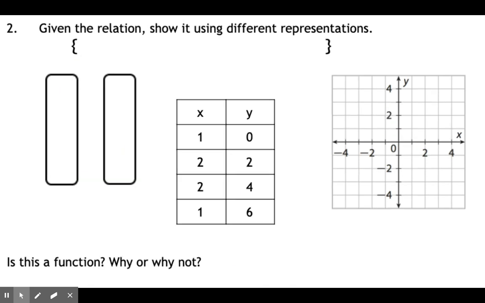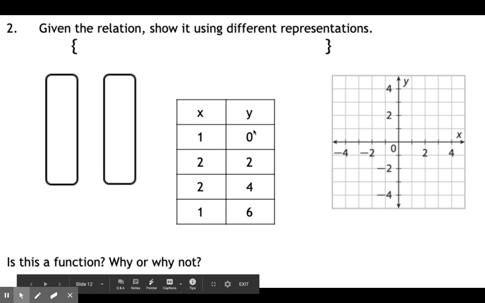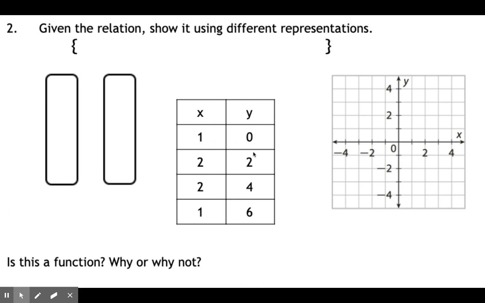For our second example, we're actually given the table to start out with. So if we look at just the x values and the y values, these are points: 1, 0; 2, 2; 2, 4; 1, 6. If we want to make our ordered pairs, we can write them like this: (1, 0), (2, 2), (2, 4), (1, 6).